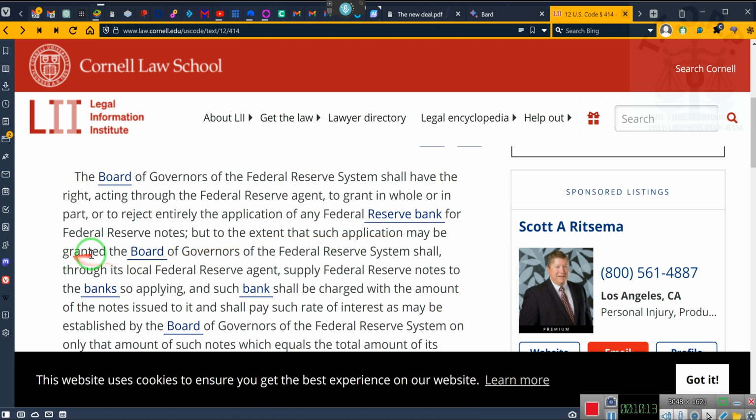But to the extent that such application may be granted by the Board of Governors, approved, shall be approved by the Board of Governors of the Federal Reserve System. It shall, through its local agent, supply Federal Reserve notes to the bank so applying. Well, Operating Circular Number 10 for the Federal Reserve, section 3 specifically says that they are operating as your attorney in fact to get that loan for you. And because they get that loan for you, they are reimbursed when they receive the notes because you never receive it. So you don't owe them anything because there is satisfaction and accord.